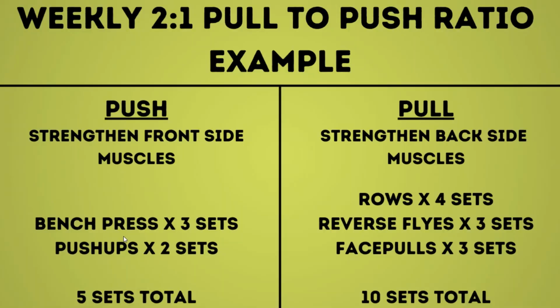And if working on pain in the upper back, neck, and shoulders is a huge priority for your client, you can even do a 3-to-1 pull to push ratio with those clients. Over the course of a week, if I do 3 sets of bench press and 2 sets of push-ups with my client, this is 5 sets in total of pushing. I then need to do 10 sets of pull exercises over the course of that week to achieve a 2-to-1 pull to push ratio.